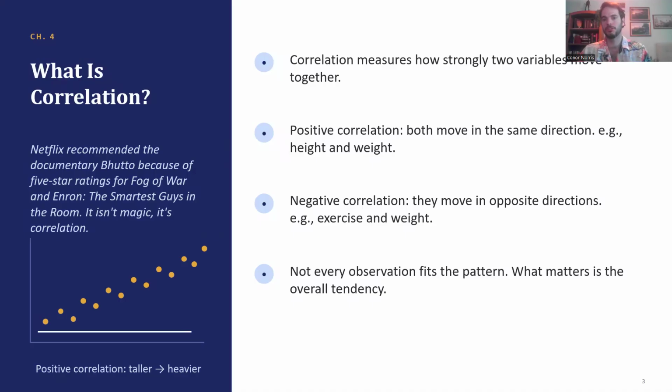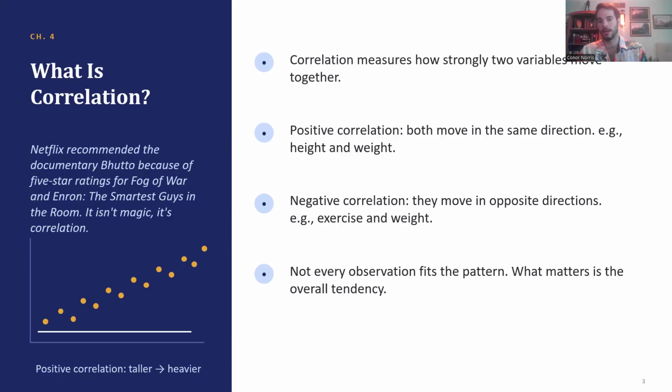So correlation measures the degree to which two variables are related. When Netflix recommends a documentary about Benazir Bhutto because you loved Fog of War and Enron: The Smartest Guys in the Room, it isn't because some analyst studied your life story and detailed all of your likes and dislikes. It's because your ratings correlate with other viewers who also love those films, and their favorites become your recommendations.